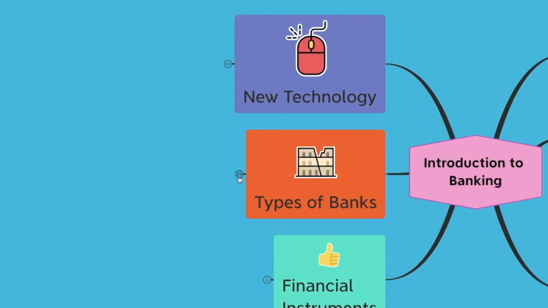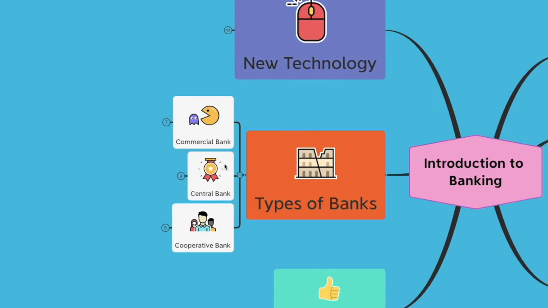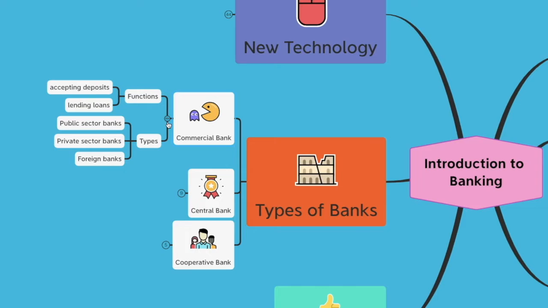Types of banks. Let's look at the types of banks. So you have a commercial bank, central bank, and cooperative bank. The functioning of the commercial bank is accepting deposits and lending loans. Okay, so basically it accepts money and gives you money, of course, with the interest. There are 3 types of banks when it comes to commercial bank. One is public sector bank, private sector banks, and foreign banks.